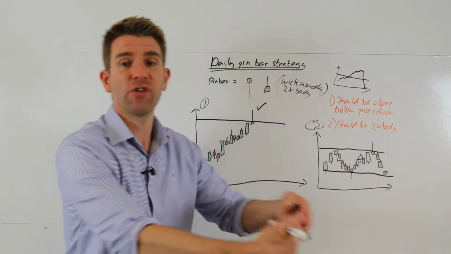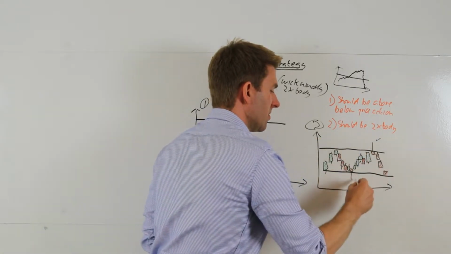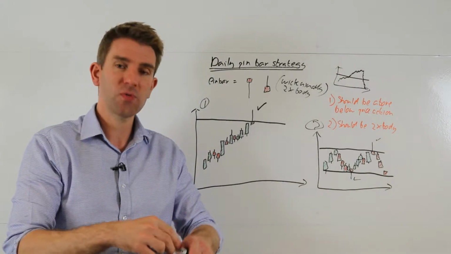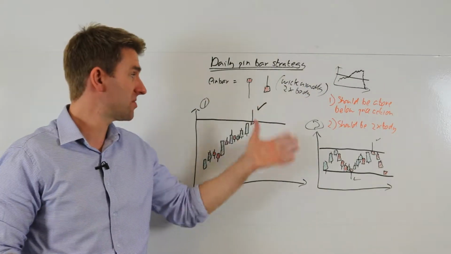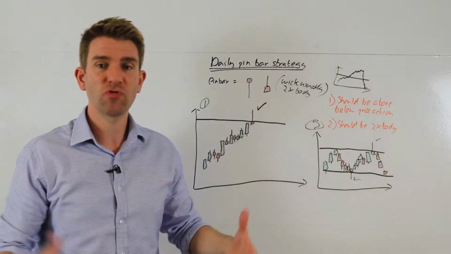So it's either moving to a fresh level, or it's moving through support, or moving through resistance. So that gets a tick in the box, and that gets a tick in the box. Okay, so once we see them, we know what they are, we know how to spot them. Once we see them, what do we do?